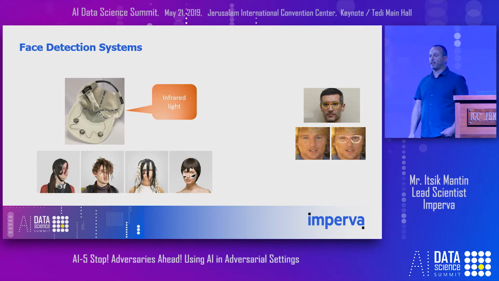Another example, for face detection systems. What you see on the right are these colorful glasses, which were proven to fail face detection systems. Also these face colors, and this very unique hat that projects infrared light on your face, which will fail face detection systems. So you can fool by that any kind of surveillance system, whether it is a Big Brother system or just what you have in the airports to stop bad people from passing undetected.